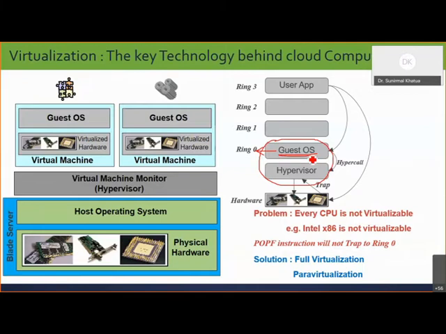And what do they modify? The kernel of the guest operating system. Whenever there is a system call to the guest operating system, they change every system call to a corresponding hypercall. Hypercall means the call to the hypervisor. So the system call is followed by a hypercall, the call to the hypervisor. So ultimately, it will go to the hypervisor.